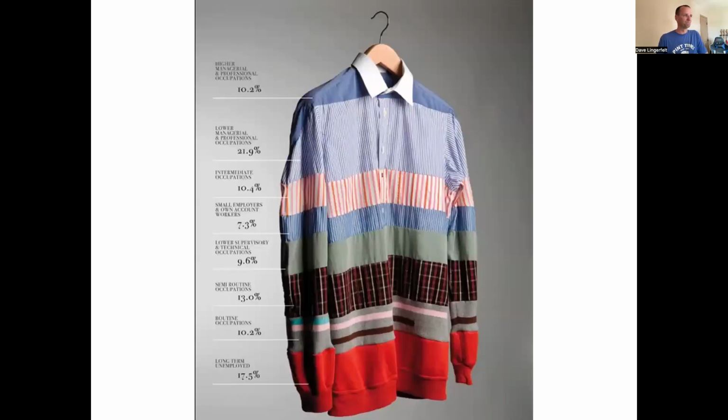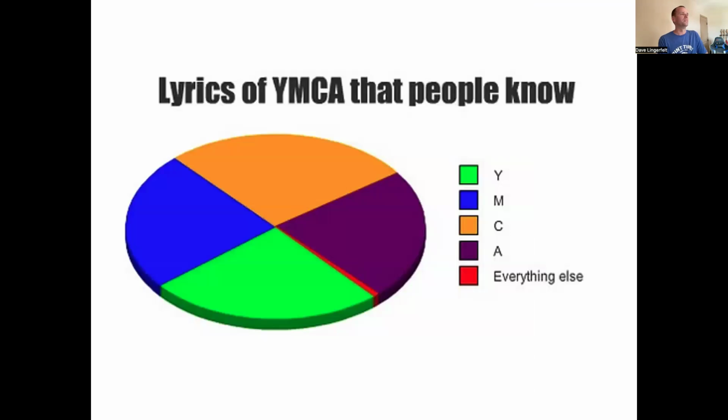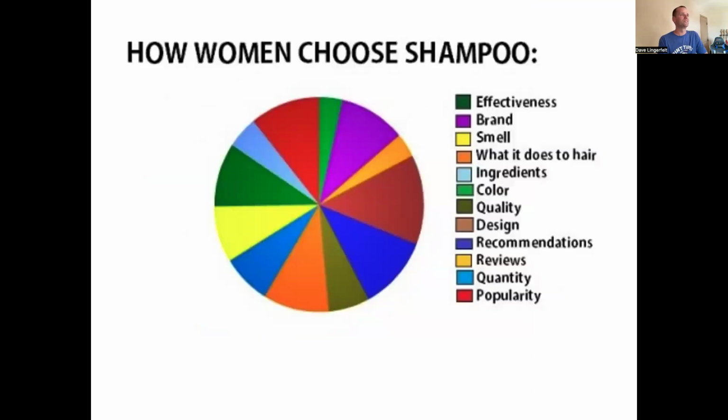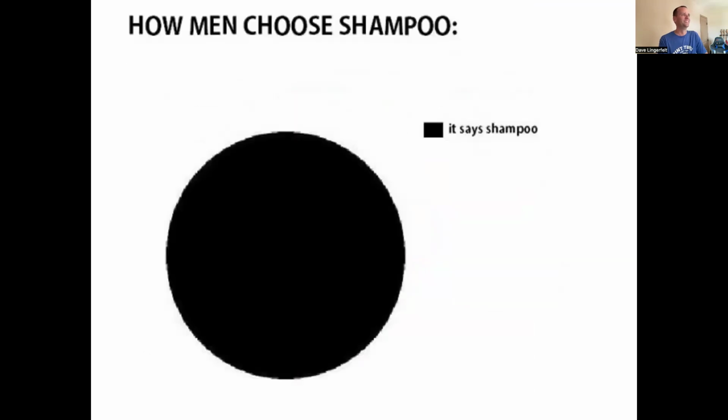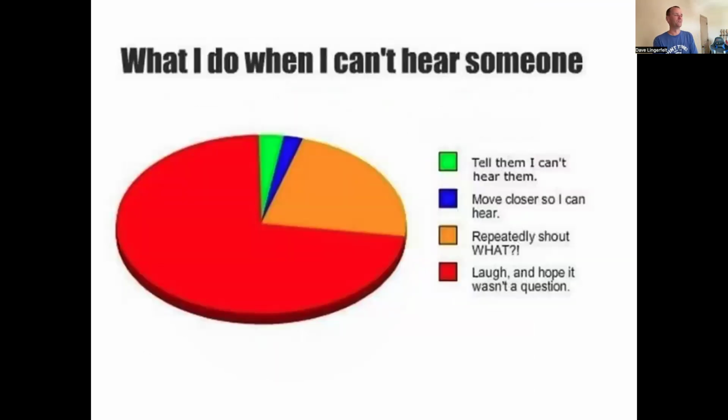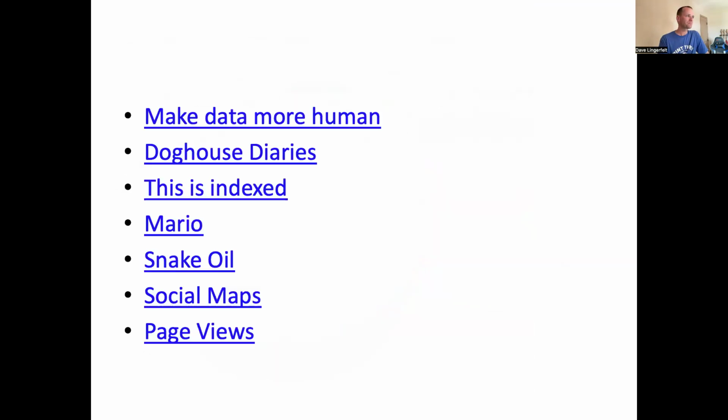I thought this one was pretty good, talking about how we break down in terms of occupations, from unemployed all the way up to upper management. Interesting that towards the bottom they're showing a sweatshirt, maybe a hoodie, and then at the top, true to the stereotype, white collar, if you will. Just a couple funnies about songs, shampoo, and what I do when I can't hear somebody.